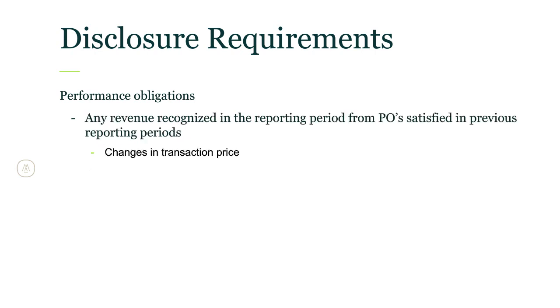The next piece is revenue recognized in the reporting period based on performance obligations satisfied in previous reporting periods. So this really translates into if you have items that you recognized in the prior period related to, let's say, a contract, and then there were contract modifications or change orders made subsequent to the recognition of some of the other performance obligations related to that contract, you then have a change in your transaction price, and you would need to disclose how much of your revenue recognized is actually related to those contract modifications.